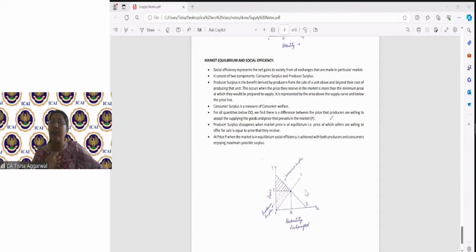As a producer, when will I be happy? I will be happy when I get more than what I ought to. And as a consumer, when will you be happy? You will be happy when you get more utility than what you are shelling out of your pocket. So in the economy, social efficiency is achieved when there is an economic benefit of both the consumer surplus and the producer surplus.